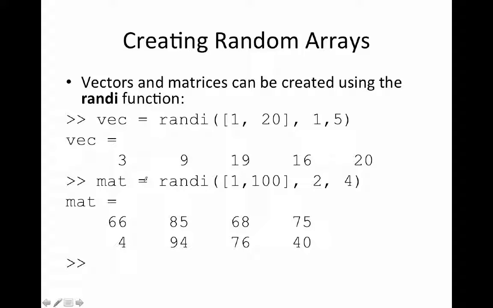Another way you can create vectors and matrices is using the randi function to give you random integers. For example, this says I want a 1 by 5 vector in which every element is in the range from 1 to 20. So I get a 1 by 5 row vector, and each element is a random integer in the range from 1 to 20. Here's another example of a matrix. Mat is going to be a 2 by 4 matrix where each element is in the range from 1 to 100. So I get a 2 by 4 matrix. Every element in the matrix is in the range from 1 to 100.